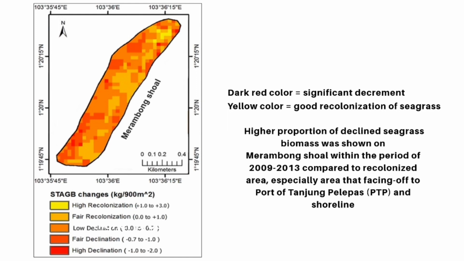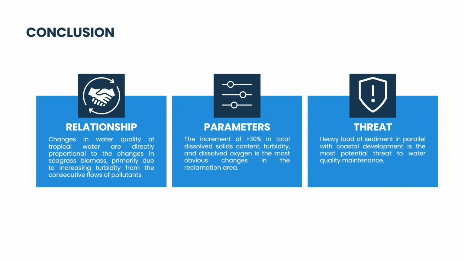A higher proportion of declined seagrass biomass was shown on Merambong Shoal within the period of 2009-2013 compared to the recolonized area, especially the area facing off to the Port of Tanjung Pelepas (PTP) and the shoreline. Dark red color indicates significant decrement, whereas yellow color means good recolonization of seagrass on that particular site.